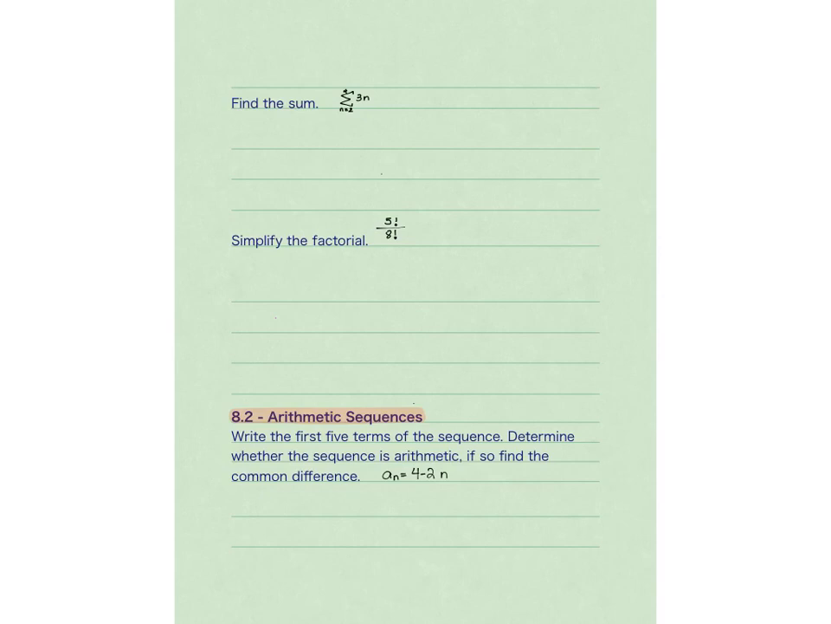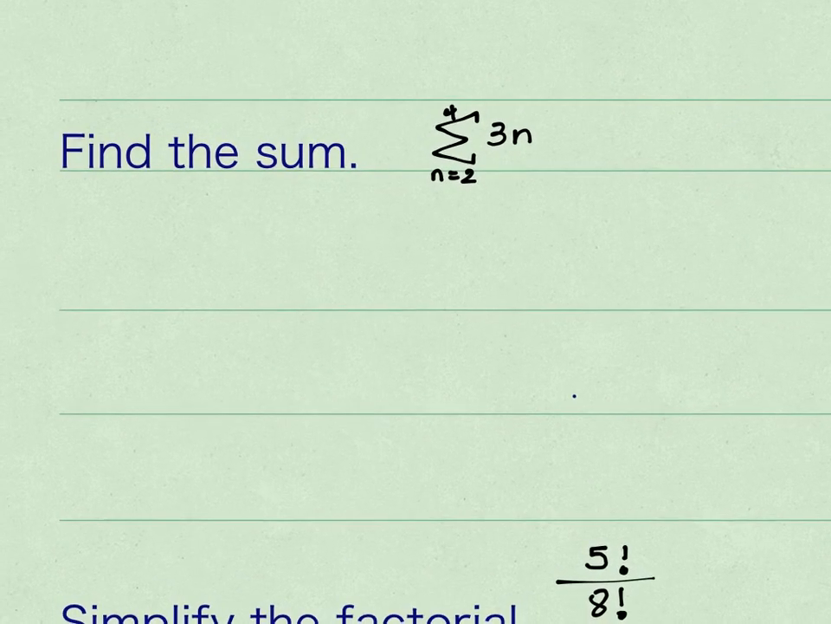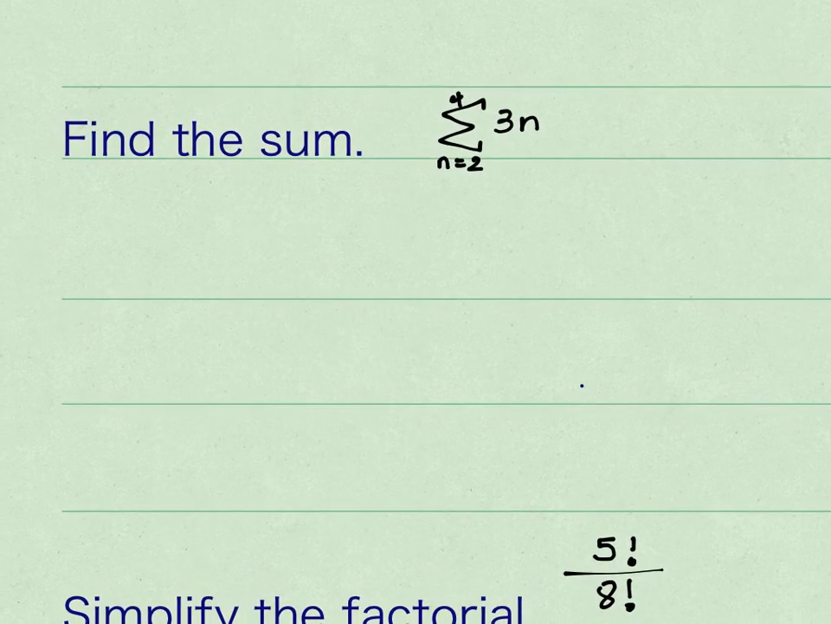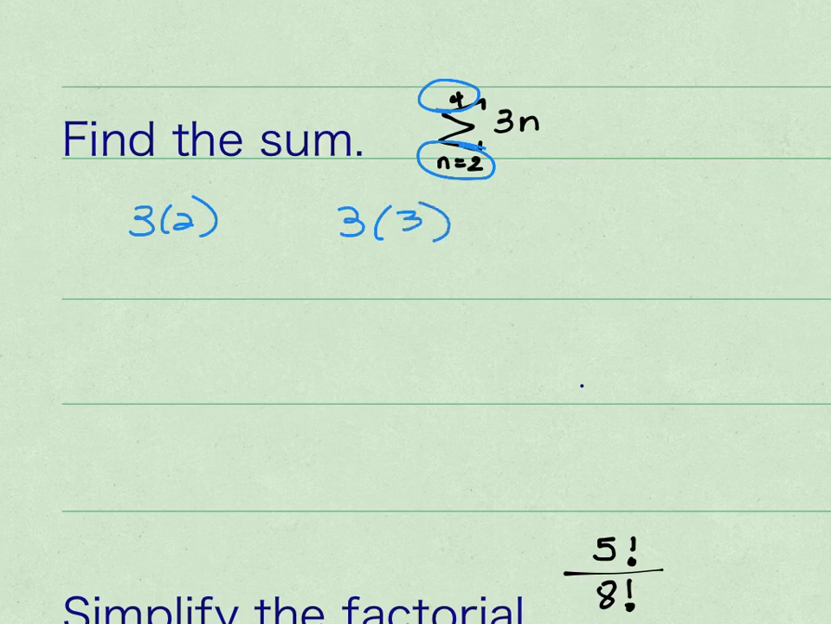All right, then came your generic sum. So find the sum of any sequence or series, not necessarily arithmetic or geometric. It could be anything. And for these, we always start at the bottom number and work our way up to the top number and add them together at the end, right? So our lower bound is 2, which means I'm going to do 3 times 2. Our upper bound is 4, so I'm going to do 3 times 3, and then I'm going to do 3 times 4, and then I'm going to add them all together.